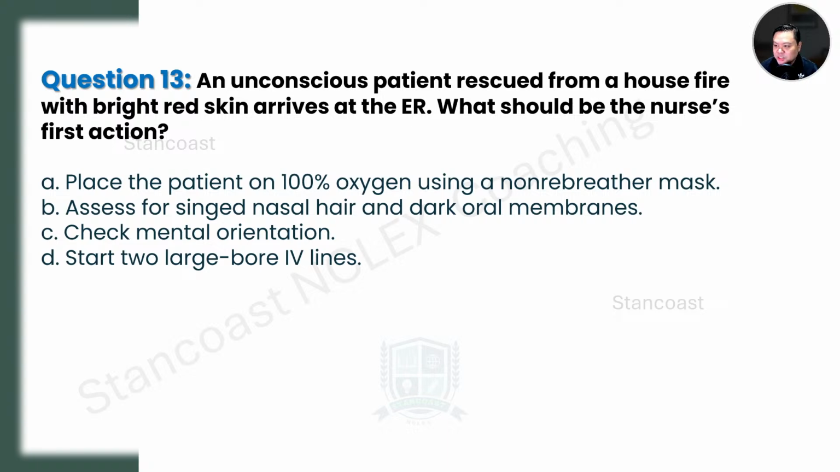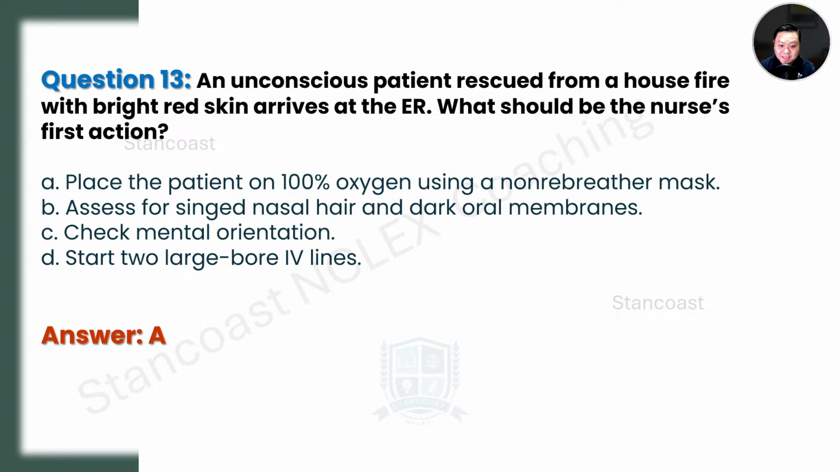Look back into the question. An unconscious patient rescued from a house fire with bright red skin arrives at the ER. Unconsciousness, that's already a huge piece of information right there. Why would they become unconscious? Is it possibly because they have inhaled way too much smoke? That's a possibility. So what would be your intervention this time? Your answer should be letter A. Place the patient on 100% oxygen using a non-rebreather mask.